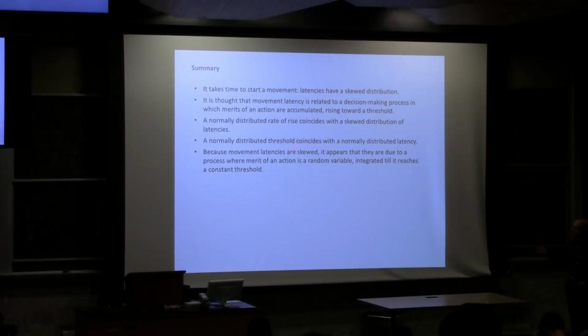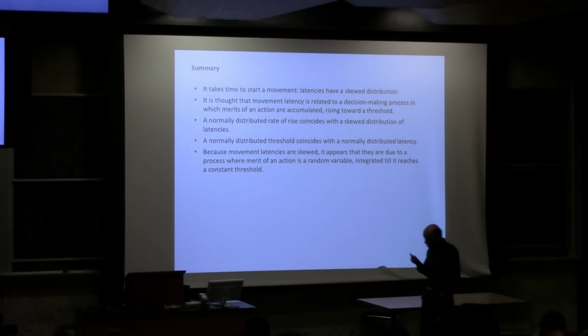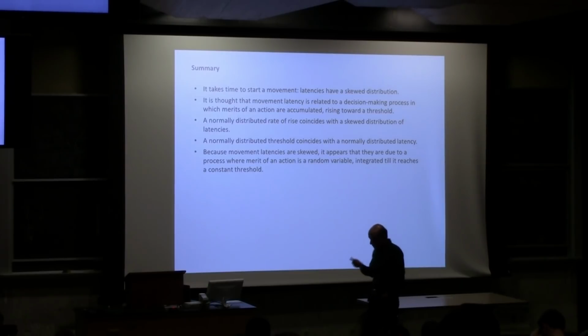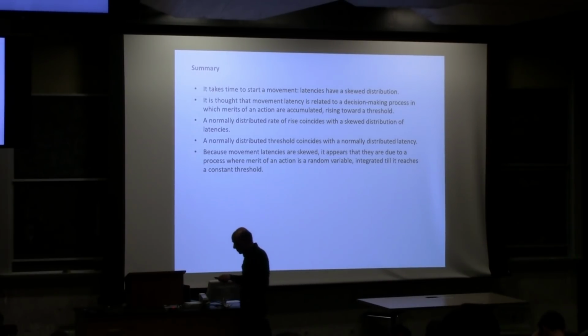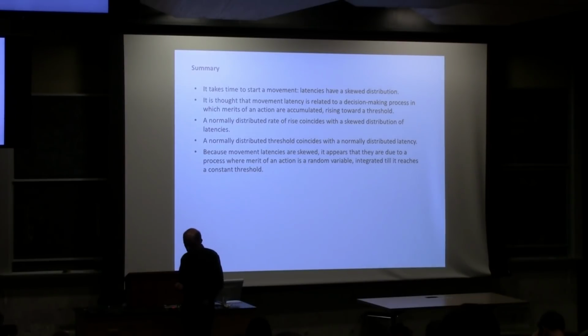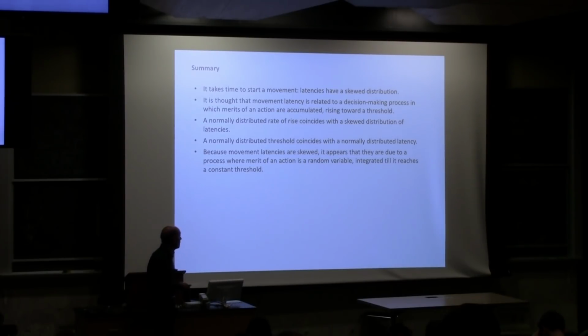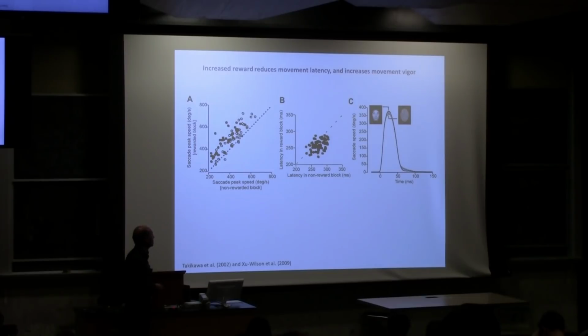Because movement latencies are skewed, it appears that they're due to a process where the merit of an action is a random variable integrated until it reaches a constant threshold. So that's the model of how decisions are made. You have something that is accumulating evidence, and that accumulation of evidence has to reach threshold until the action is committed, and that could be the random variable that causes the distribution of the reaction time that we've seen.